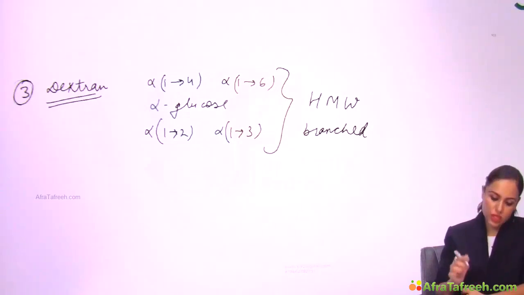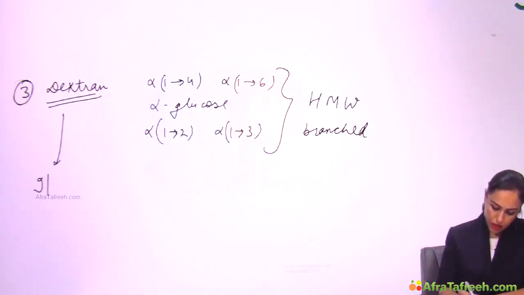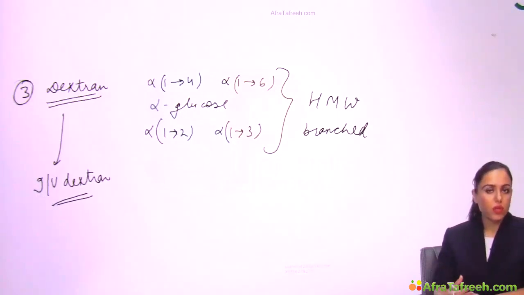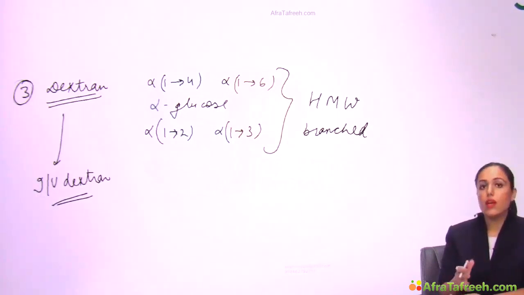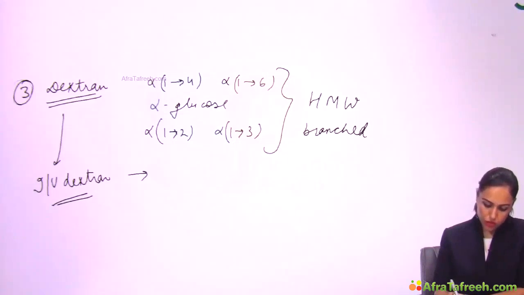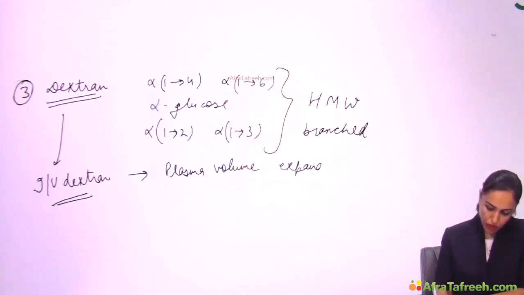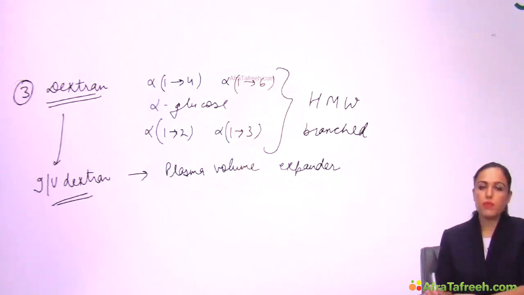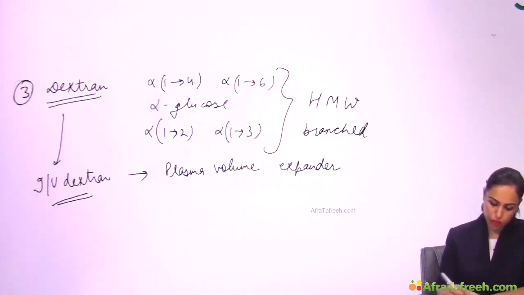Therefore intravenous dextran is used. If I give intravenous dextran, it will not be broken down, right? It is a high molecular weight compound, and it will stay in the intravascular fluid. So IV dextran is used as a plasma volume expander in patients of hypovolemic shock.